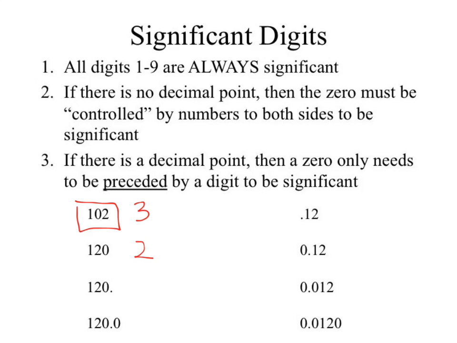Okay. What happens with the next example? One of the big changes is we now have a decimal point, so we need to come up with a new rule. So let's shift to rule 3. If there is a decimal point, then a 0 only needs to be preceded by a digit to be significant. That means one of our numbers from rule number 1, 1 through 9, have to be in front of the 0. As long as there's a decimal point and that is satisfied, then it counts. So what happens in 120? Decimal point. 1 and 2 are both significant. We've got a 0. Do we have a decimal point? Yes. Is the 0 preceded by a significant digit? Is 2 a significant digit? Yes, which means how many significant digits? 3.